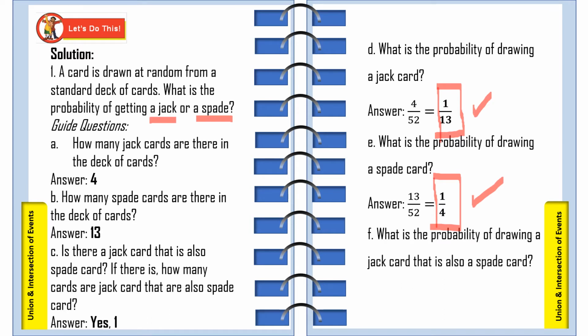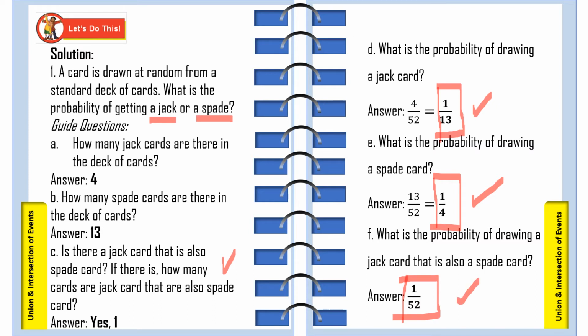What's the probability of drawing a jack card that is also a spade card? Eto na yung kinukuha natin kung meron bang intersection between the two events, yung pagkuha ng jack card at saka ng spade card. Okay, our answer is 1/52. Nasagot na natin siya kanina sa letter C, no? Na meron bang jack card na spade? Yes, meron. That is 1, nag-iisa lang siya, over the total number of cards in a standard deck, which is 52. Kaya ang sagot natin is 1 over 52.